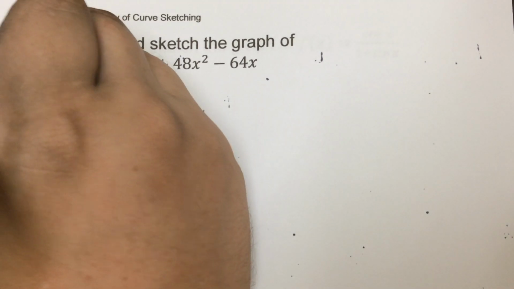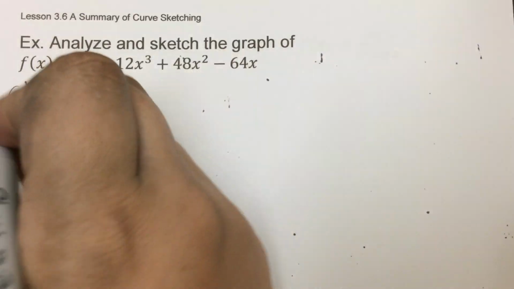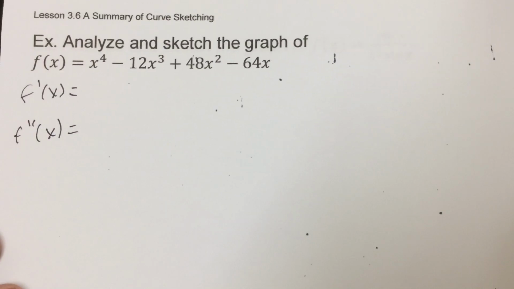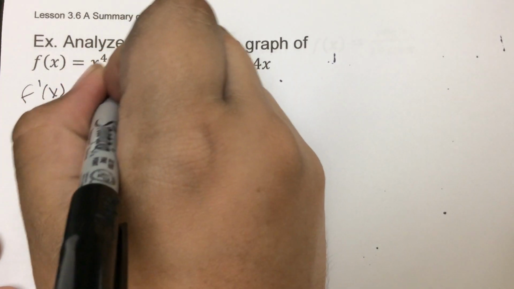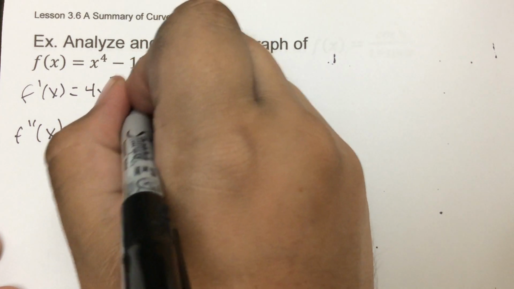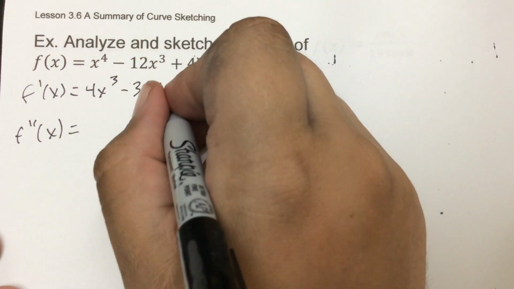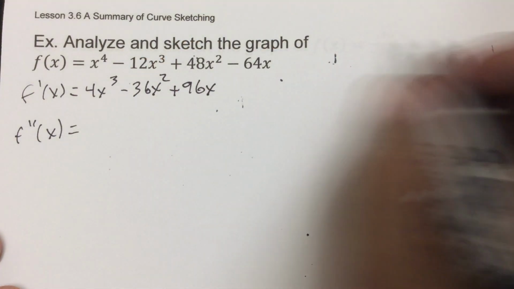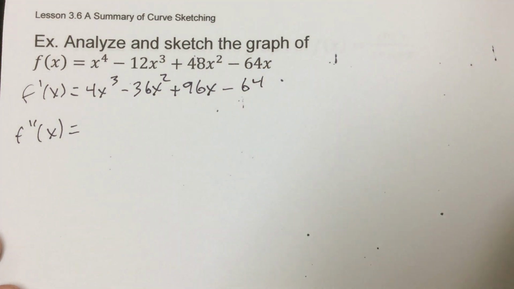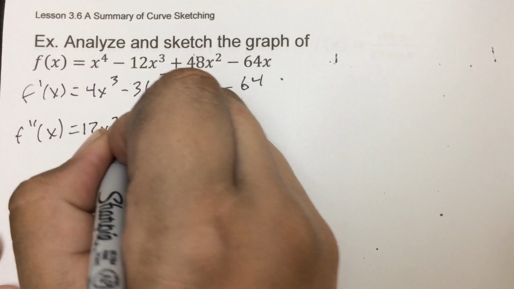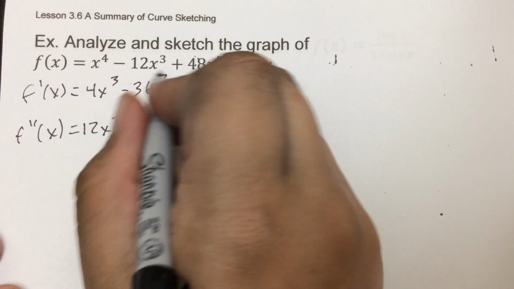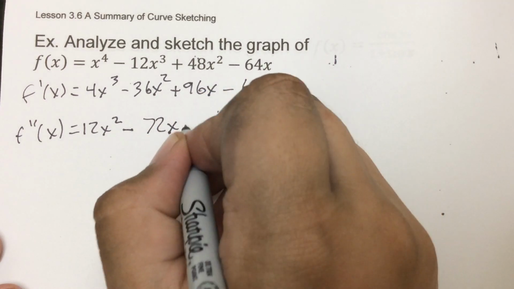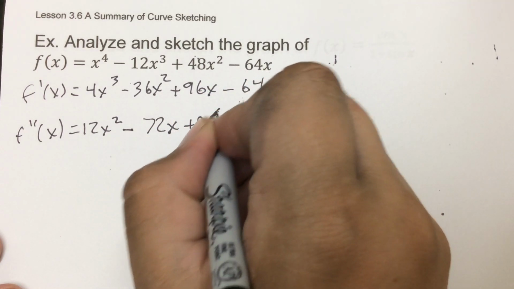So, starting here with the first derivative. Now, for this one and the second derivative, it's going to be pretty good. So we'd bring 4x to the third. Bringing the 3 down would make this minus 36x. Bringing the 2 down would make this plus 96x. That was 36x squared. Minus 64. The second derivative then would be 12x squared minus 3, or bringing the 2 down makes it 72x. That would just then become plus 96.